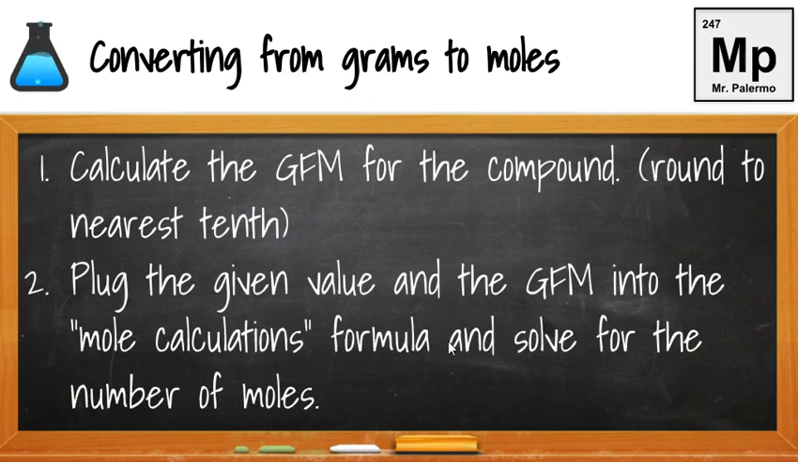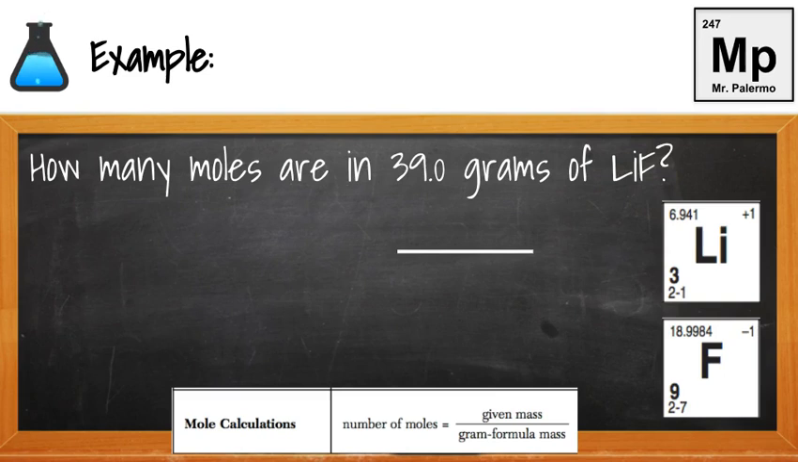So to convert from grams to moles, we're first going to calculate the gram formula mass for the compound, rounding to nearest tenth. That's what we did in lesson 1. And we're going to plug the given value and the gram formula mass into our mole calculation on Table T and solve for the number of moles.